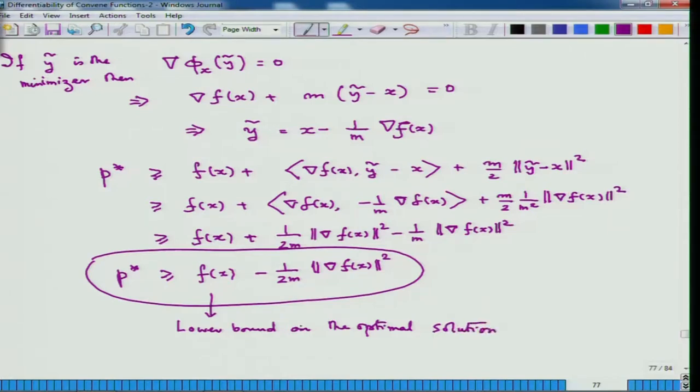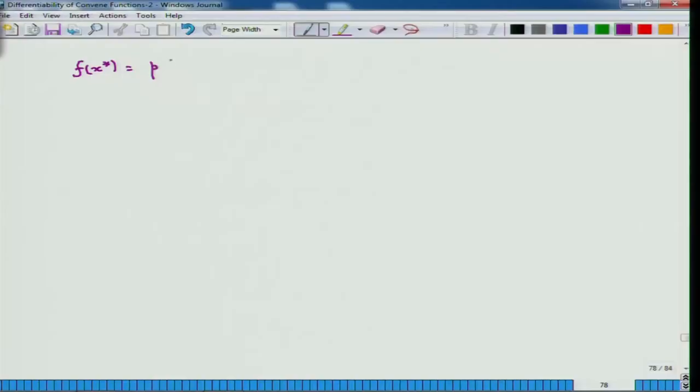You will soon be surprised to see that this fact would be used to really figure out how far a given x is from the original x star, which we might not even know, we might not be able to figure out. So, f of x star is p star, that is what we know. But p star is greater than or equal to, by very definition, f of x plus grad f x, x star minus x, plus m by 2 norm x minus x star whole square.